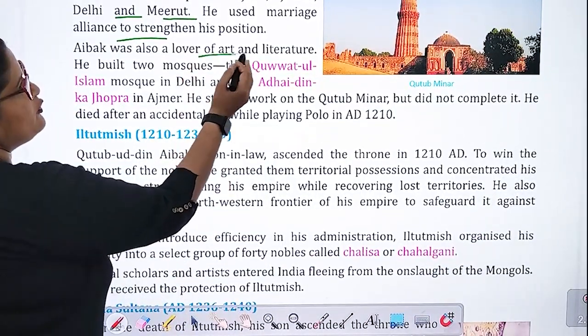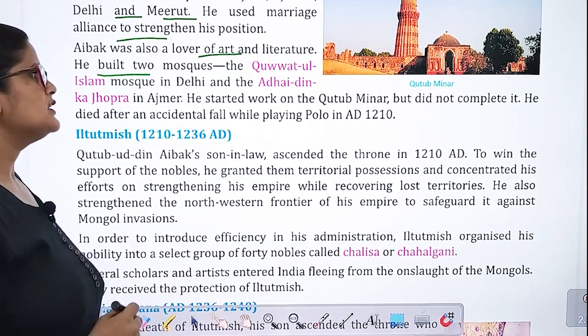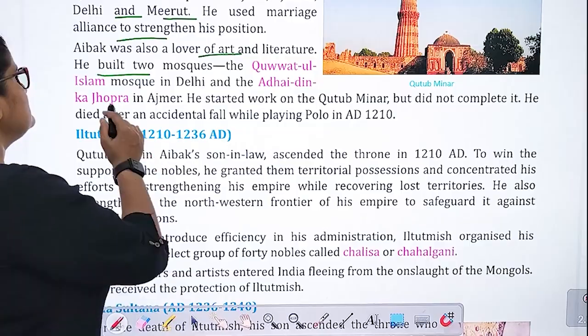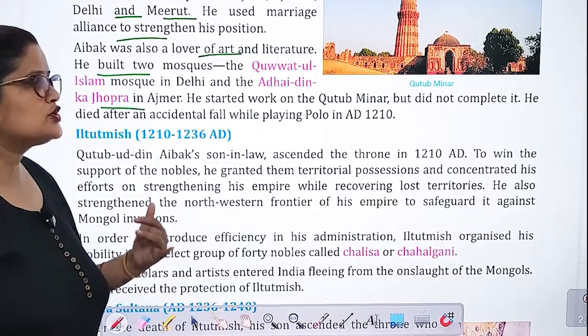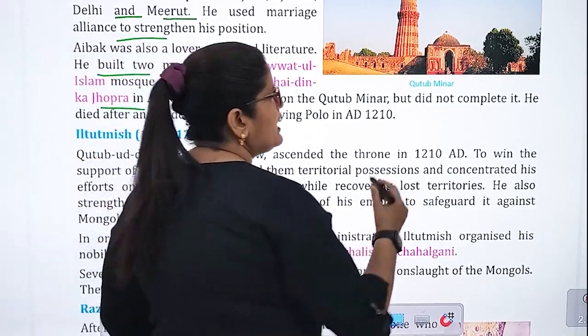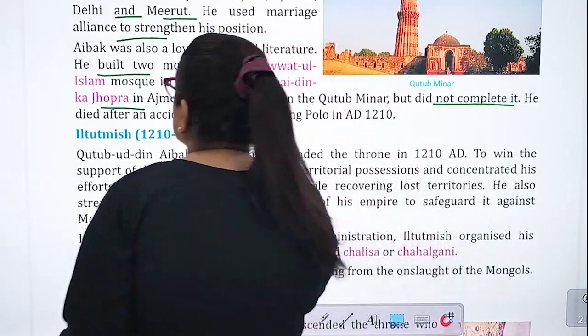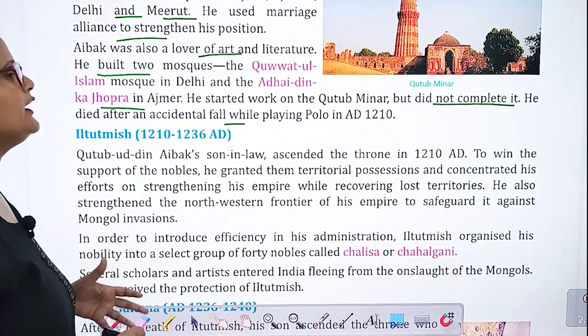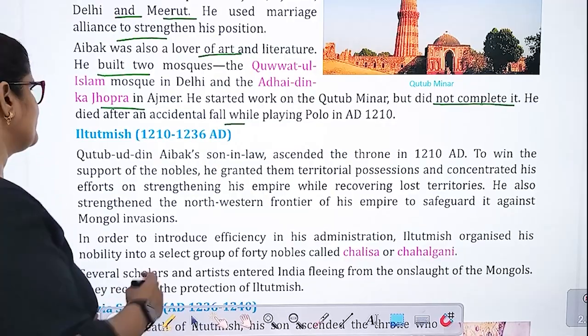Aibak was also a lover of art and literature. He built two mosques, the Quwwat-ul-Islam Mosque in Delhi and the Adhai Din Ka Jhopda in Ajmer. He started work on the Qutub Minar but did not complete it. He died after an accidental fall while playing polo in 1210.